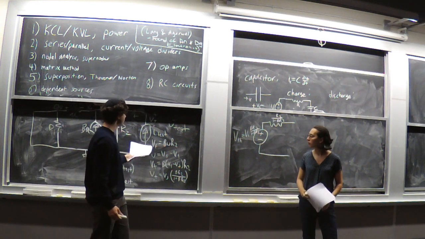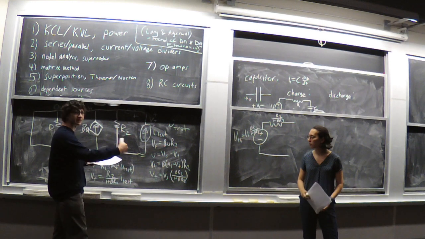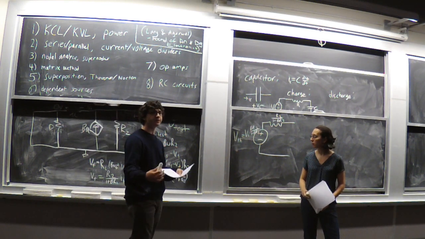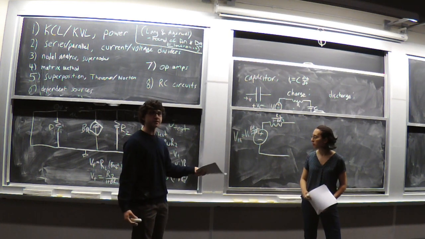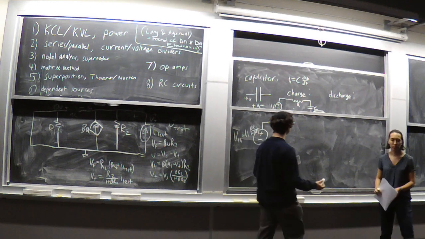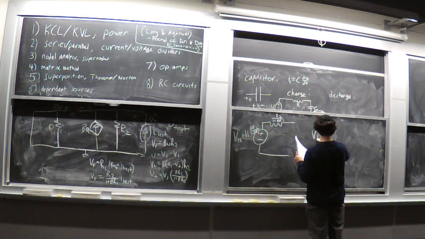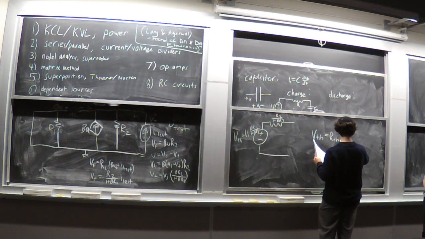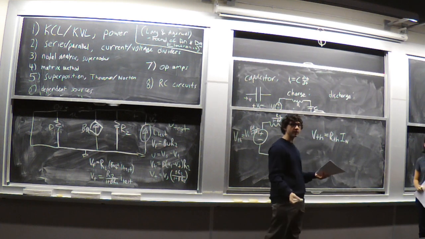We could have also done this the opposite way. We could have applied a V test and measured I test, and then we would have found the Norton current and the Norton resistance, and the Norton resistance the same as the Thevenin resistance. One other really important thing, and I don't know if we forgot to mention this, is that V Thevenin equals R Thevenin times I Norton. It's very important to know. So if you know two, you can figure out the third.